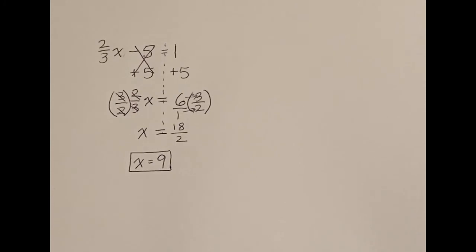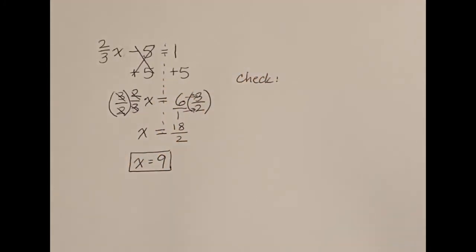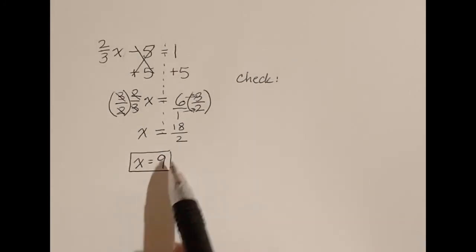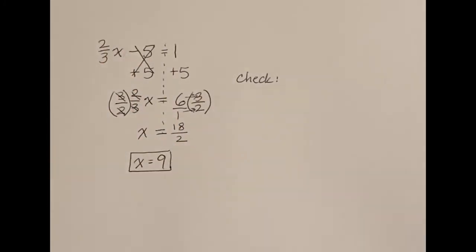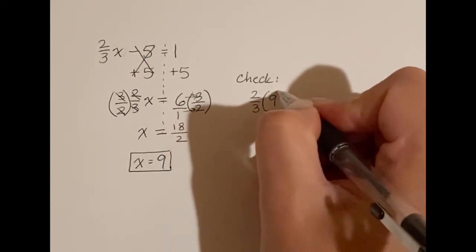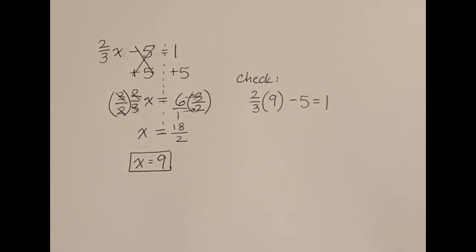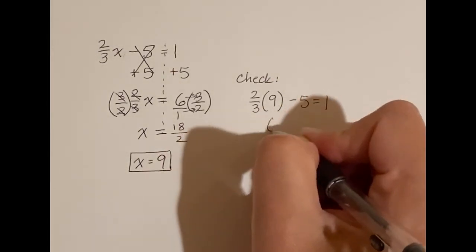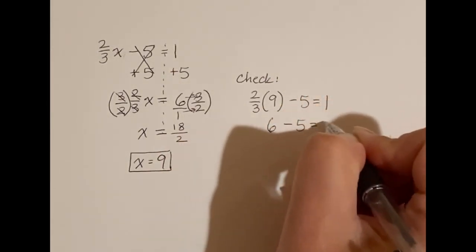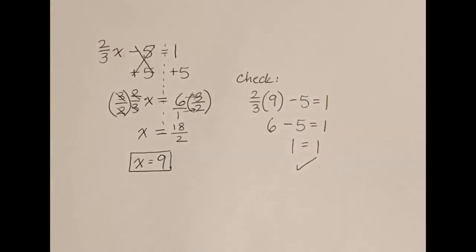If you want to check your answer, not a problem. Let's do a check. When you do a check, you just plug in the value that you found into the original equation where the variable is. So 2/3 times 9 minus 5 is equal to 1. 2/3 of 9 is 6. And 6 minus 5 is 1. 1 is equal to 1.